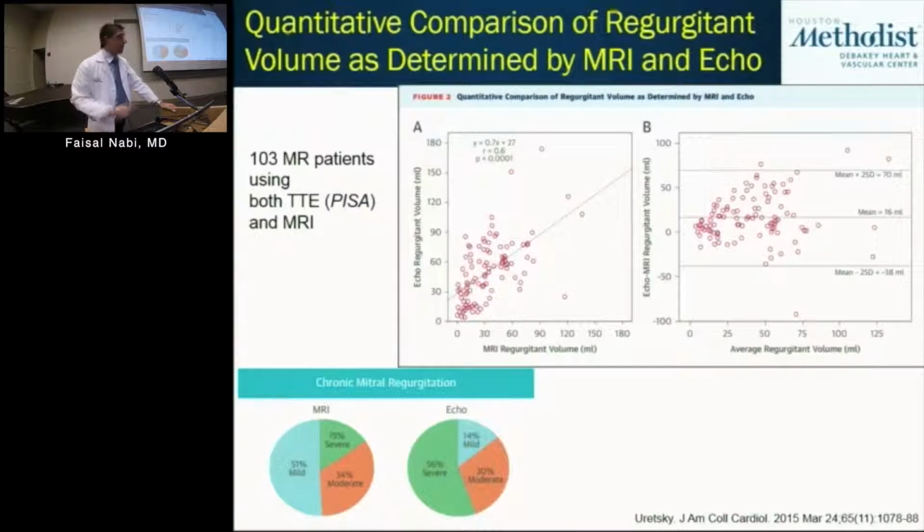If you look specifically at the differences between the echo regurgitant volume and the cardiac MRI regurgitant volume in a Bland-Altman plot, you were seeing differences of almost 30 mLs plus or minus. And this was a nice little graphic, displaying in these patients with chronic mitral regurgitation what percentage is mild, moderate or severe by MRI, and you can see quite a significant difference visually compared to what was obtained by echocardiography using the PISA method.